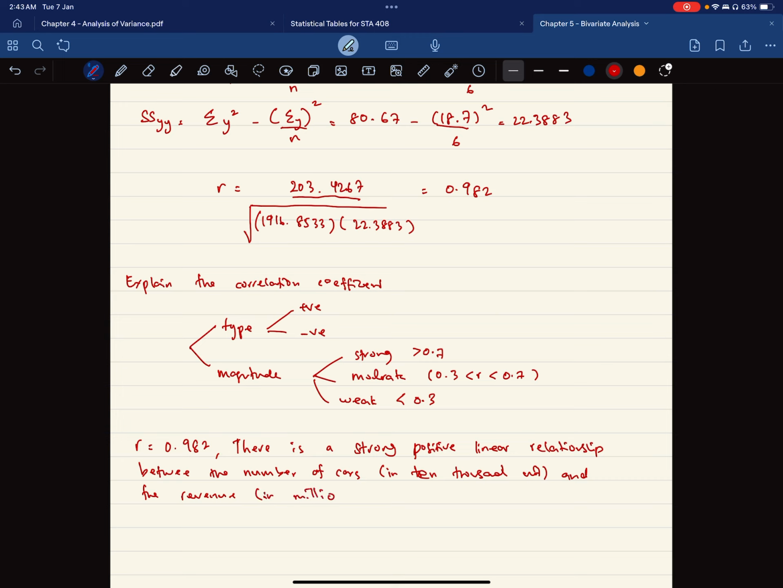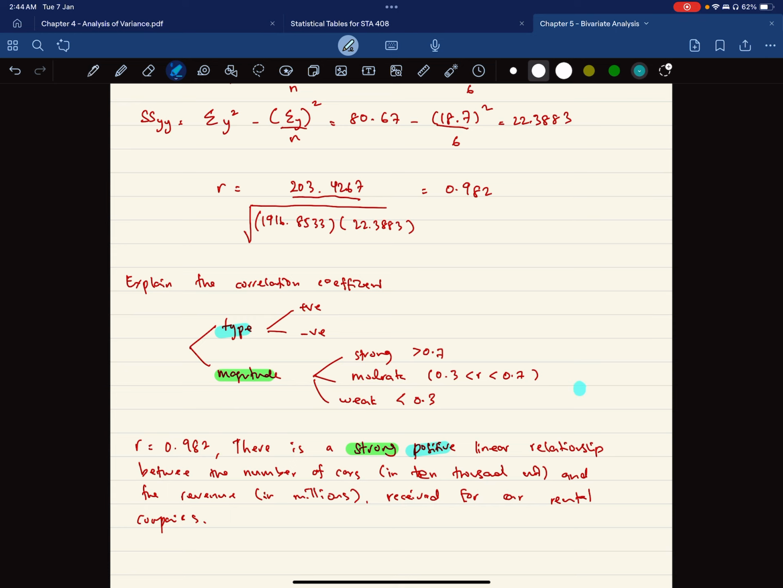So this is example 2, and this is how you write the explanation of your correlation coefficient. You have to provide two things: one is the magnitude, whether it is strong, moderate, or weak, and the other is the type, whether it is positive or negative, depending on your correlation coefficient value.